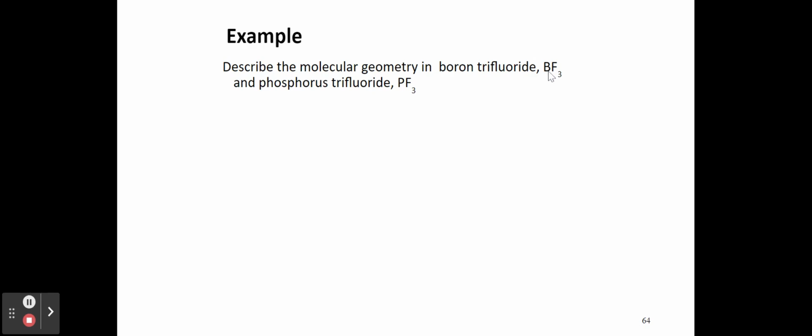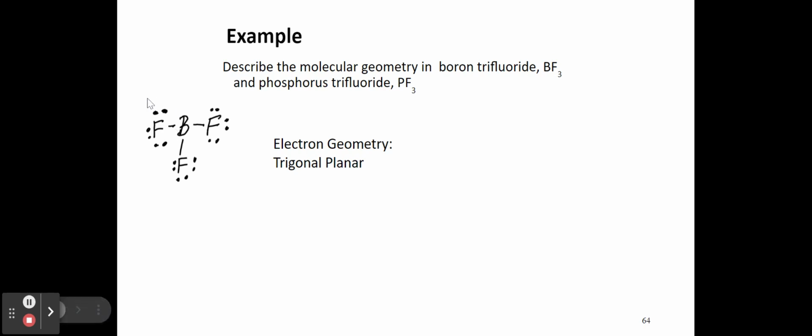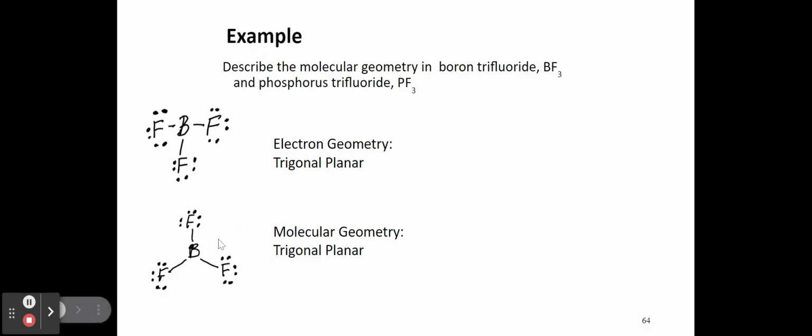So let's start with BF3. Okay, BF3 would be drawn like this for its Lewis structure. We've got 3 electron domains. So the electron geometry would be trigonal planar. If we looked at the molecular geometry, there are no lone pairs of electrons. And whenever you have no lone pairs of electrons, the electron geometry and the molecular geometry will be the same.